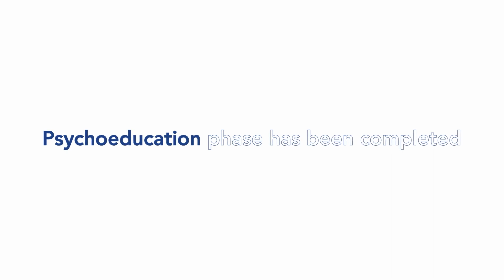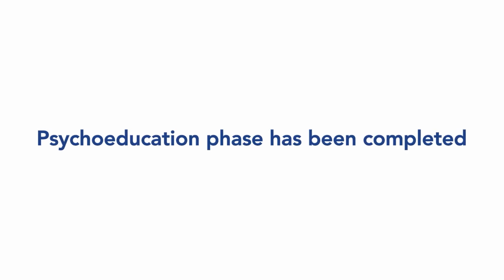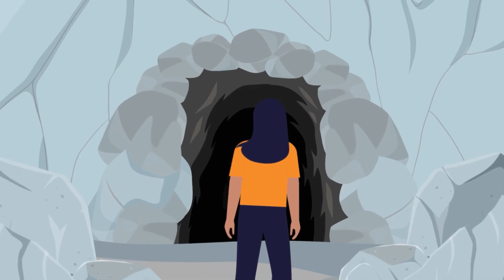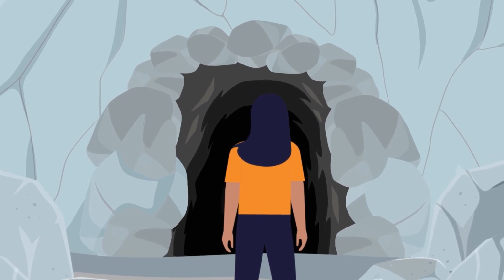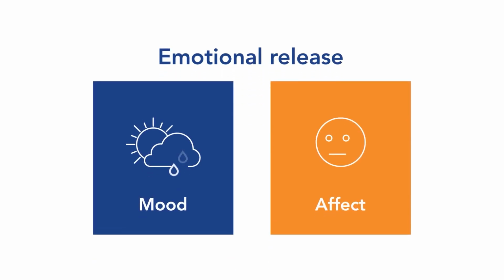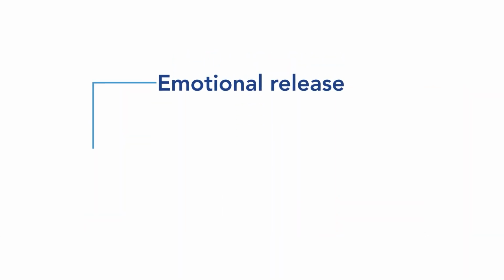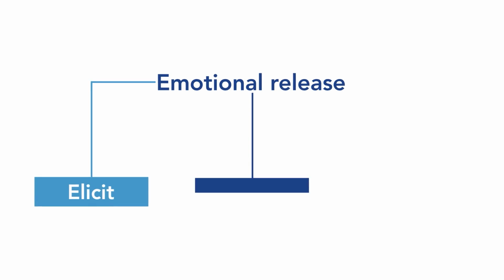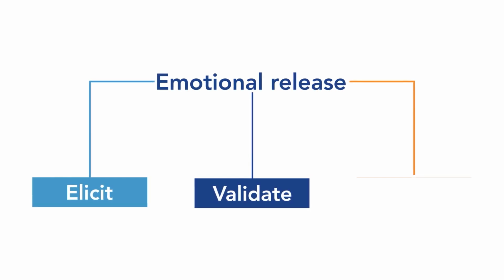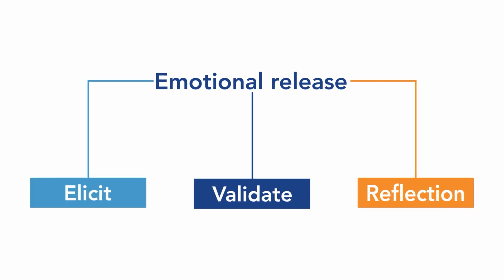After the psychoeducation phase has been completed and the patient has expressed a willingness to engage in a deeper exploration around the loss, we can then move into facilitating emotional release, which focuses primarily on mood and affect. In this phase, we aim to elicit emotions, validate them, and promote the patient's reflection on them.